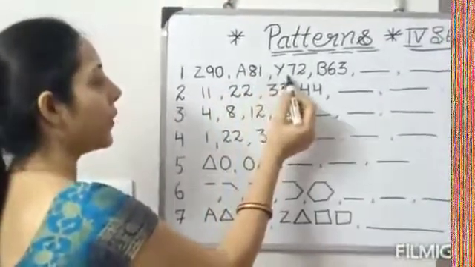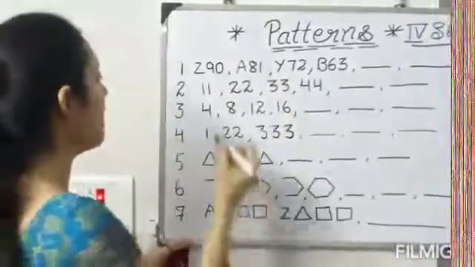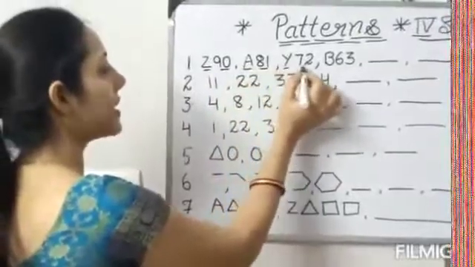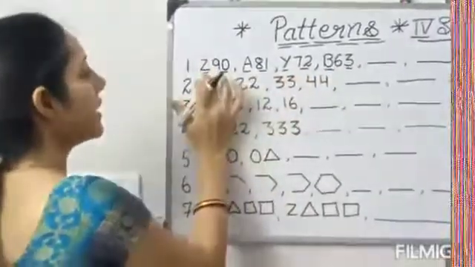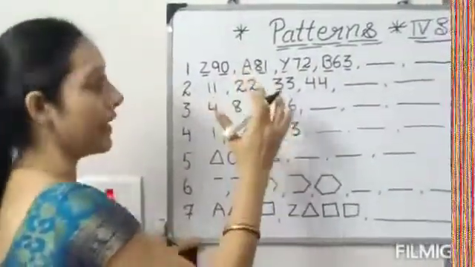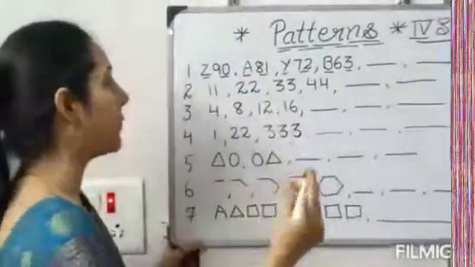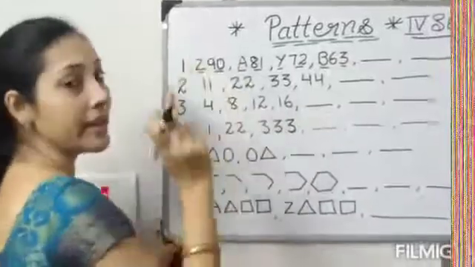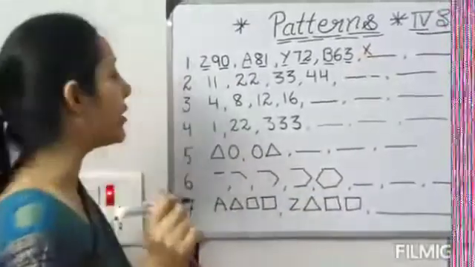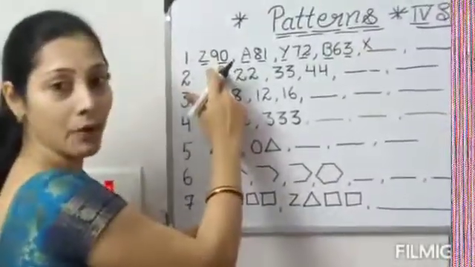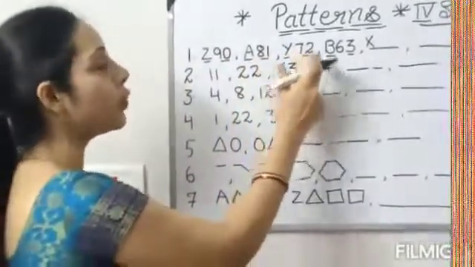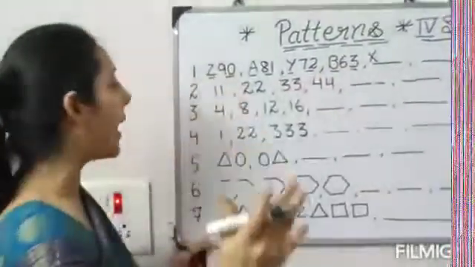Z90, A81, Y72, B63. See, what is coming here? Z90, A81, Y72, B63 means Z, A, Y, B. Z is going in decreasing order and A is going in increasing order. So now what will come for us? X, Y, Z. So what will come here? X. And what are the numbers? It is the 9 table. 90, 81, 72, 63, from the back it was going.